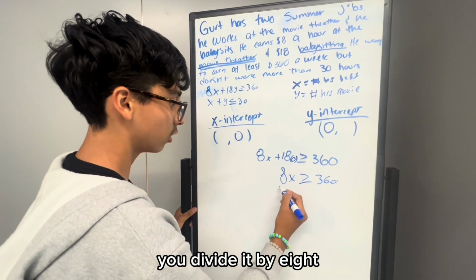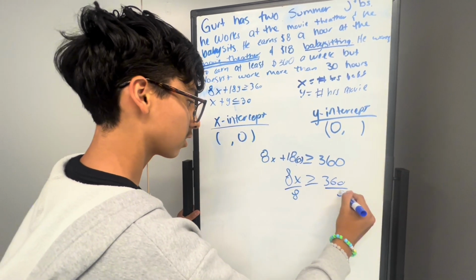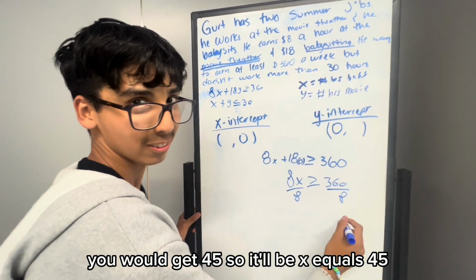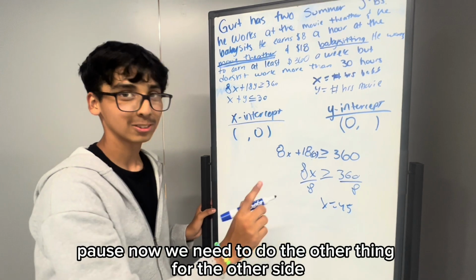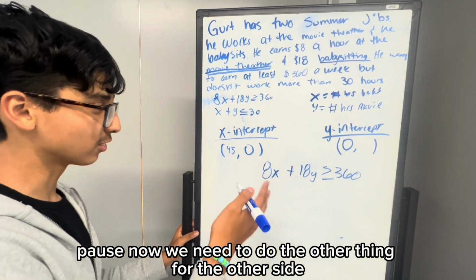360 over here. You divide it by 8, you would get 45. So it would be x equals 45. Pause. Now we need to do the other thing for the other side.